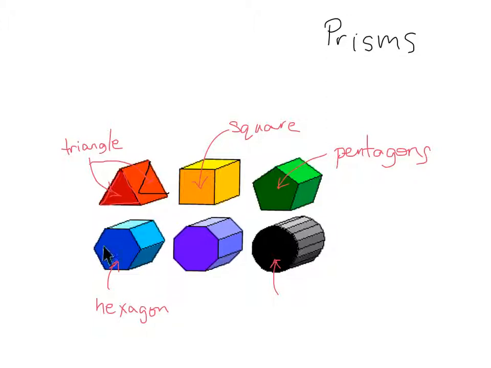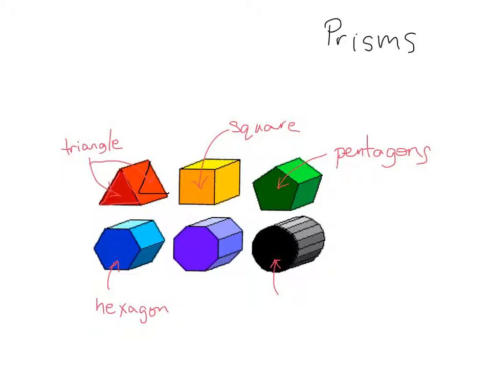Let's look at the hexagon. On our hexagon, we have parallelograms here connecting the hexagon at the front and at the back. So there are a bunch of parallelograms connecting those two parallel and congruent sides. So as long as we have the two faces that are the same, parallel and congruent, and those parallelograms joining them, then you know you're looking at a prism.